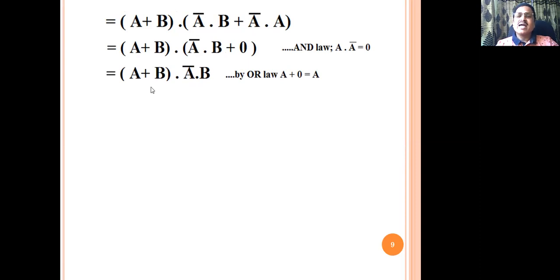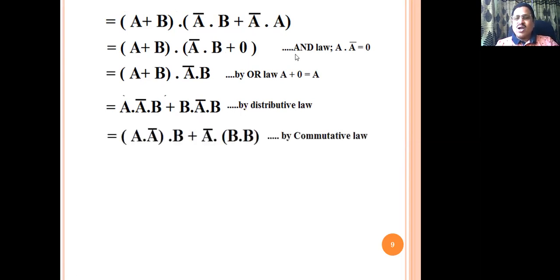Now again you have to go by the distributive law: A and with A bar B, or B and with A bar B. This is by the distributive law. You must specify the laws used in the simplification in your answer to get the marks. Now see here, in this term you can make a separate term, A and A bar, for the sake of simplicity. Then you can change the sequence by using the commutative law. A bar, separate, with B and B in bracket.